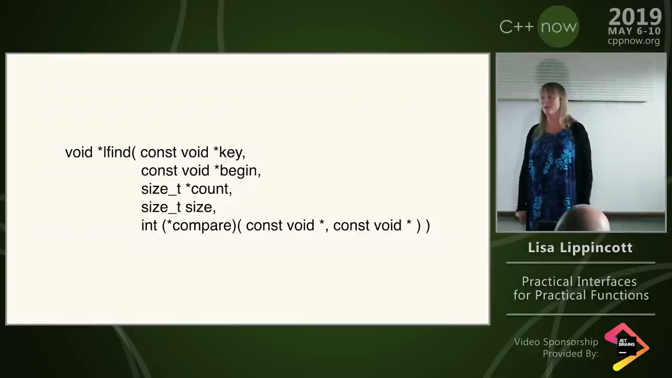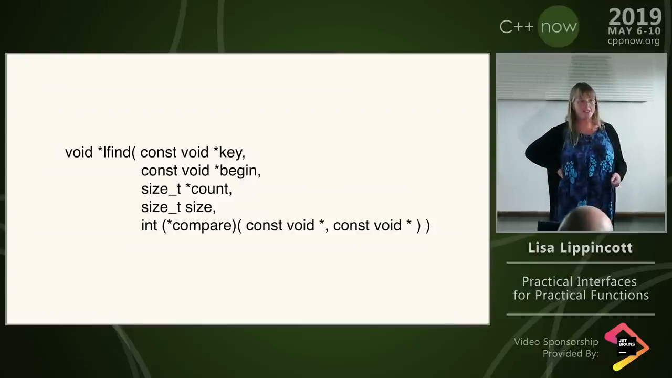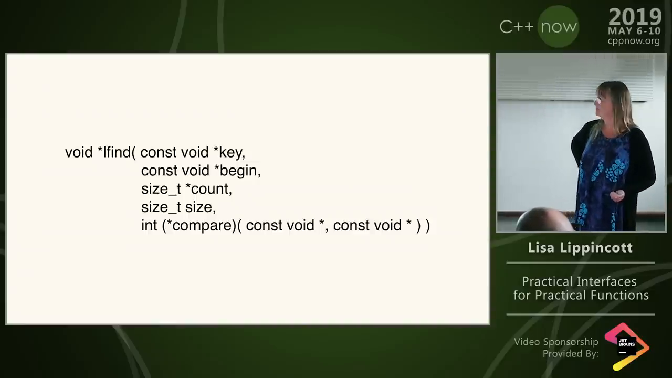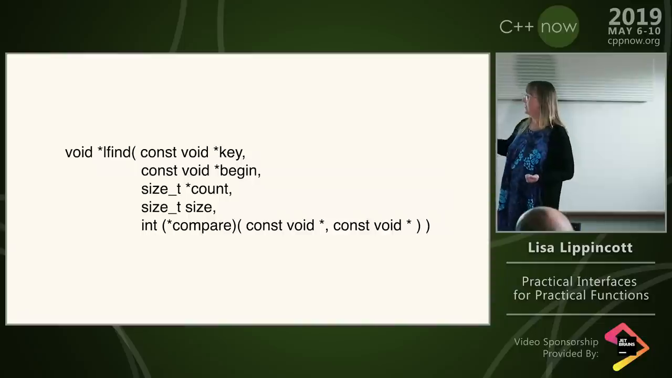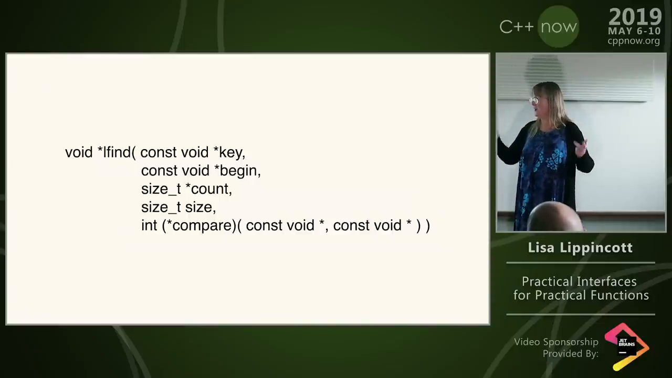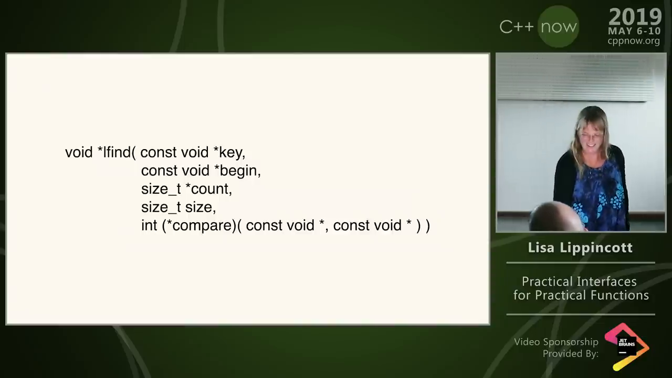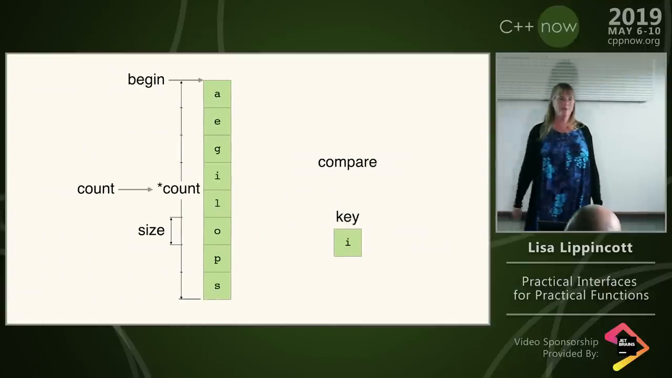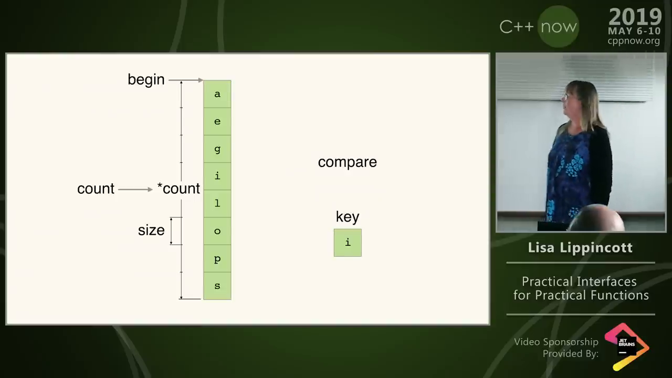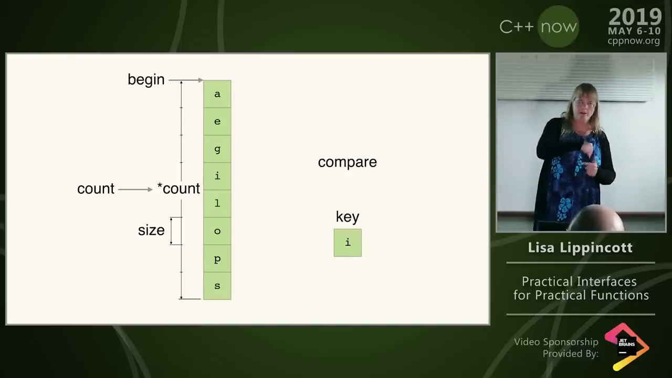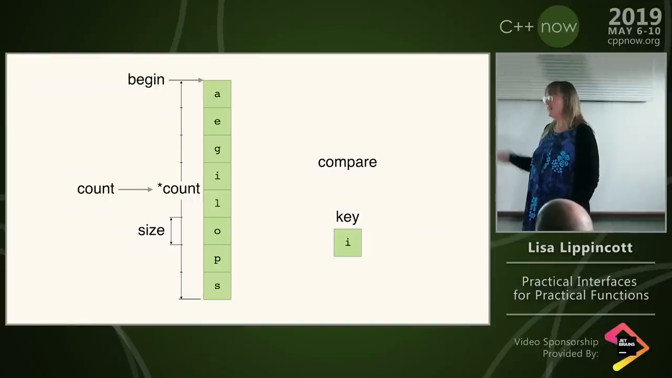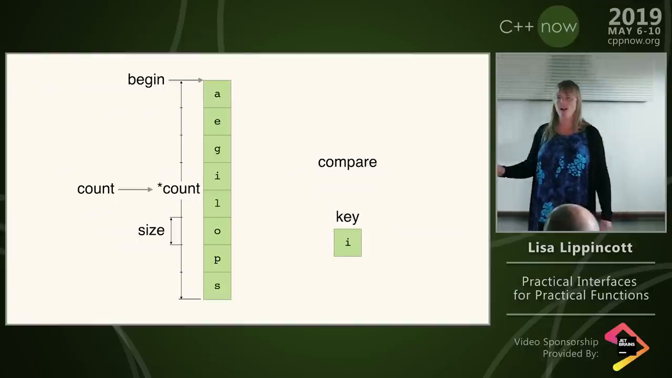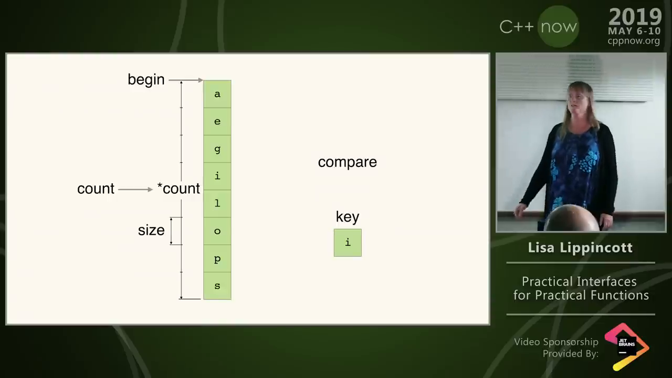lfind. Lots of parameters on this one. It's more or less a C version of the find algorithm from the standard library. It takes a key, a begin, a size, a count of elements, a size. I'll just show you. Here's the picture. Begin points to an array of things. It's a void star. Count points to a variable that holds the number of things. That variable doesn't get modified by lfind, even though the pointer is not to const. I don't know what's up with that, but that's how it works.